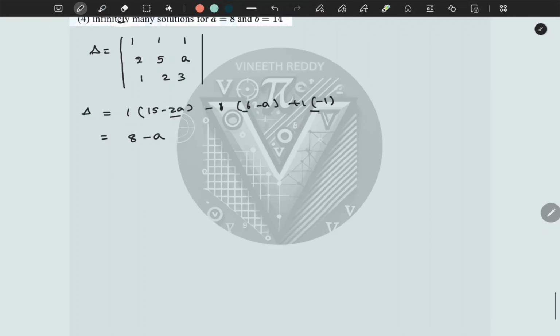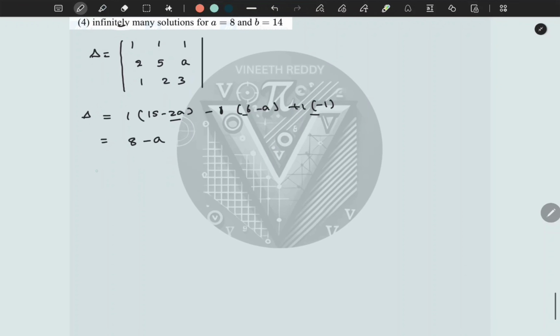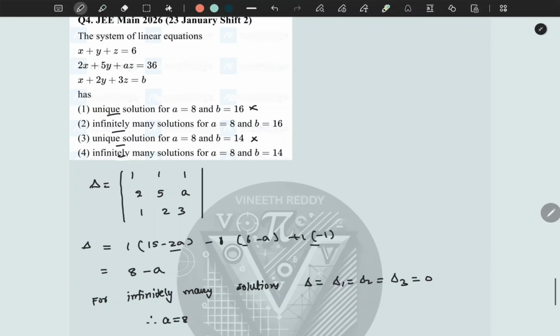That means now the other possibilities, infinitely many solutions. For infinitely many solutions, delta is equal to delta 1 is equal to delta 2 is equal to delta 3, which should be 0. That means therefore a is equal to 8. That means either the answer is option 2 or option 4. For that we have to find b. So to find b, we'll find delta 3.